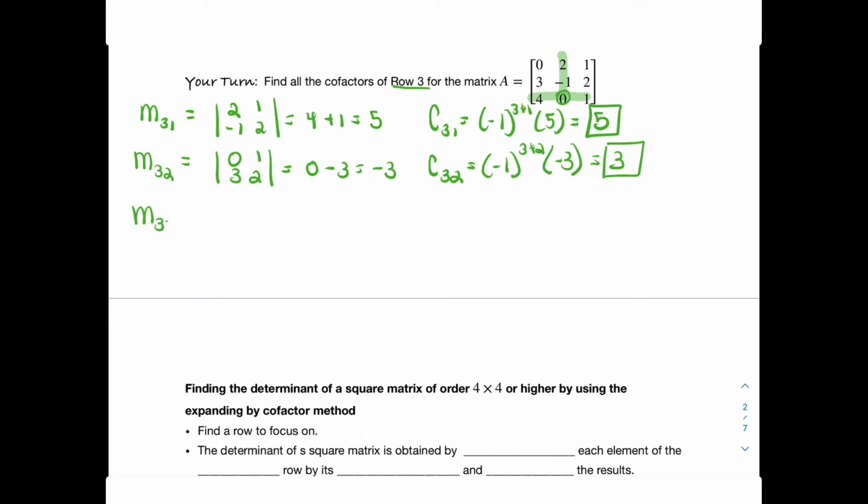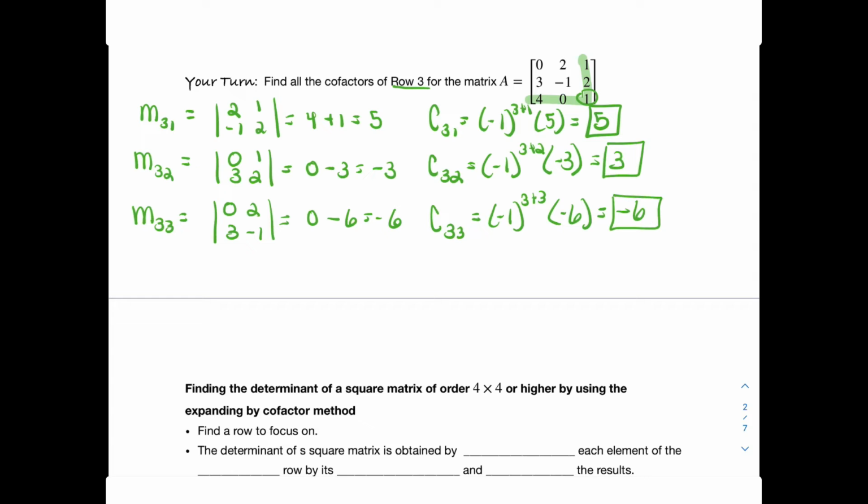Now I'm going to find my minor for my 3, 3, or our row 3, column 3 entry, which is the 1. Deleting the row and column it is in leaves me with finding the determinant of 0, 2, 3, negative 1. So the product of my diagonals down is 0, minus the product of my diagonals up, which is 6, which gives me a negative 6. So my cofactor for 3, 3 is equal to negative 1 raised to the 3 plus 3 power times negative 6, which gives us a positive 1 times negative 6, which is negative 6. And that's how you find your cofactors.